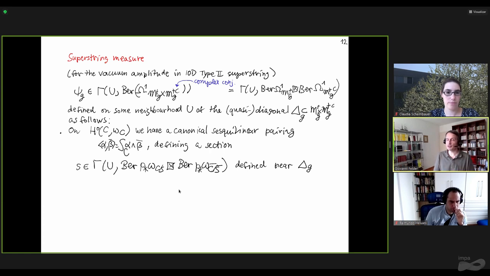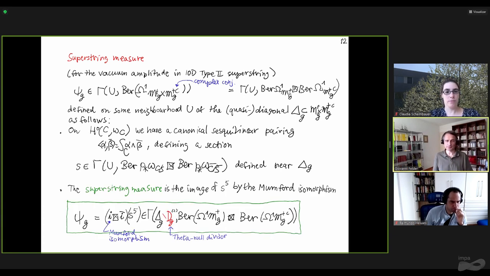We can apply the Mumford isomorphism and we will get something which we can integrate, a superstring measure. So by definition, the superstring measure for the vacuum amplitude will be the image of the fifth power of this canonical section by the Mumford isomorphism. You do it both for the right movers and the left movers. And then you get rid of this fifth power of the pushforward of the ω_C, and you get something that you can integrate over the diagonal now.